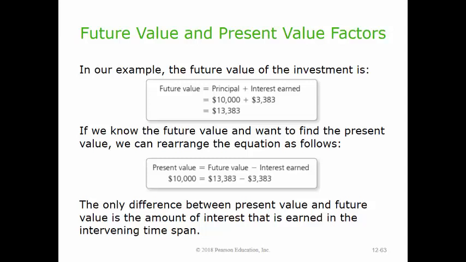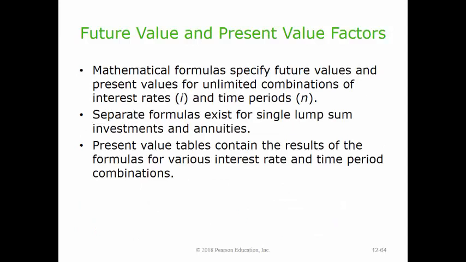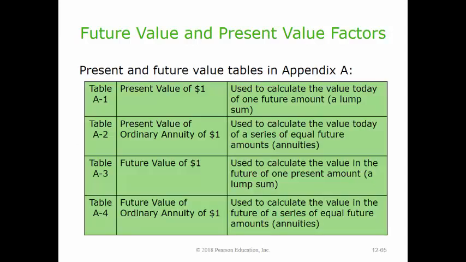So the only difference between present value and future value is the amount of interest that is earned in the intervening time span. Mathematical formulas specify future values and present values for unlimited combinations of interest rates and time periods. Separate formulas exist for single lump sum investments and annuities. Present value tables contain the results of the formulas for various interest rate and time period combinations. This table provides a description of each of the present and future value tables in Appendix A.